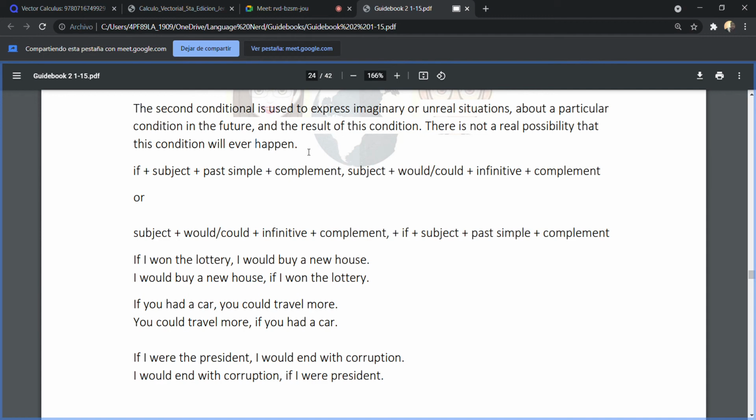Por ejemplo, if I were you, como si fuera tú, I would study more. Estudiaría más. Eso es lo que pasa en el segundo condicional. Ahora vamos a ver cómo se forma.